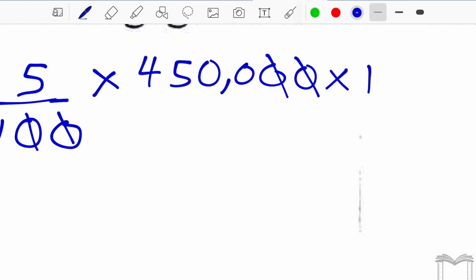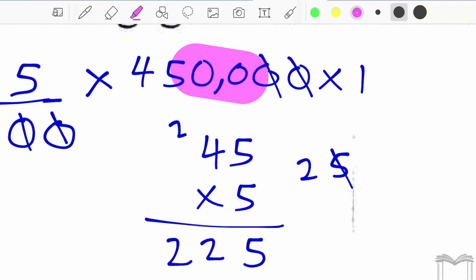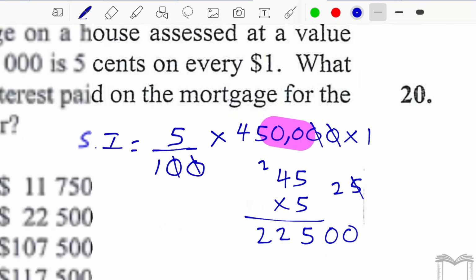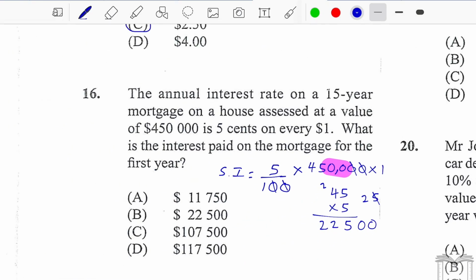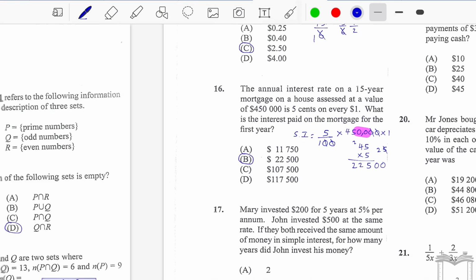So let's multiply 45 by 5. 5 5s are 25. 5 4s are 20 plus 2 is 22. And we put back the 2 zeros. So the answer is 22,500. So the answer is B.